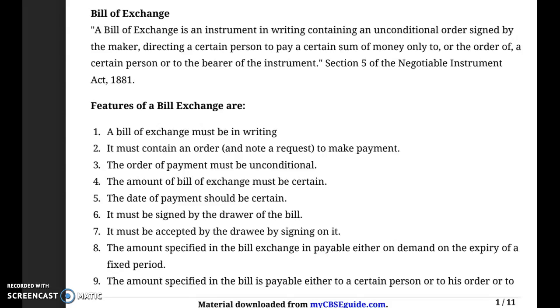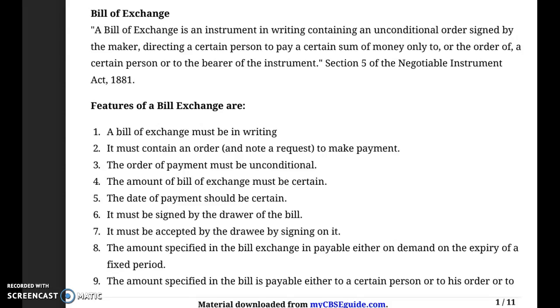A bill of exchange is defined under Section 5 of the Negotiable Instruments Act 1881, and it defines that a bill of exchange is an instrument in writing containing an unconditional order signed by the maker directing a certain person to pay a certain sum of money only to, or to the order of, a certain person, or to the bearer of the instrument.